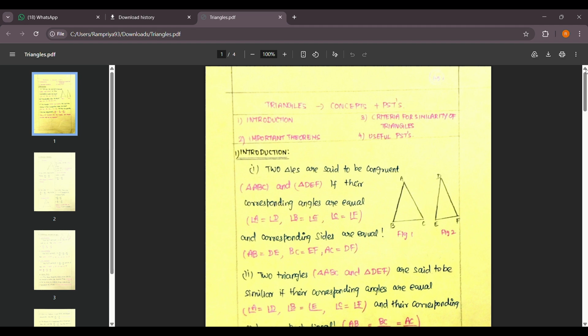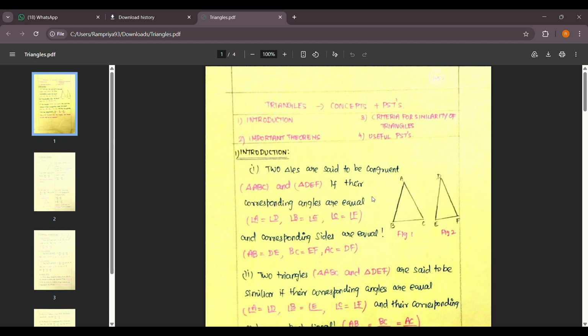You have the introduction and some important theorems, and then you have the criteria for similarity of triangles and some useful problem solving techniques which I have given. So let's see here. Two triangles are there, ABC and DEF. Two triangles are said to be congruent. Congruent means exactly identical, exactly like a Xerox copy. You can visualize this Xerox copy with the original. That's the meaning of congruence.